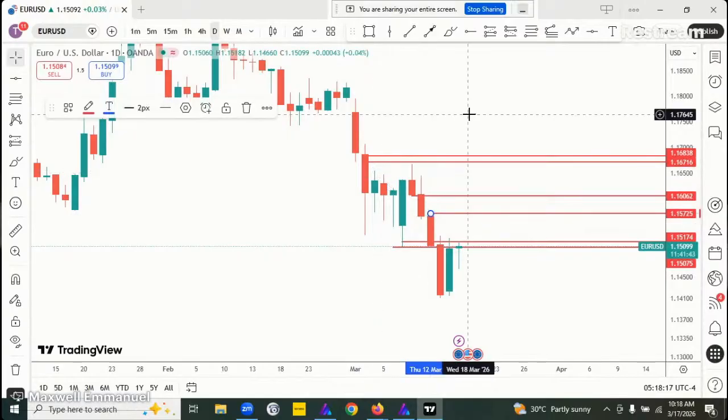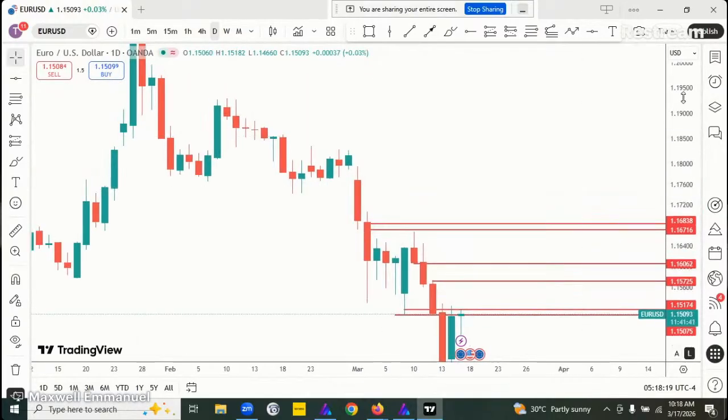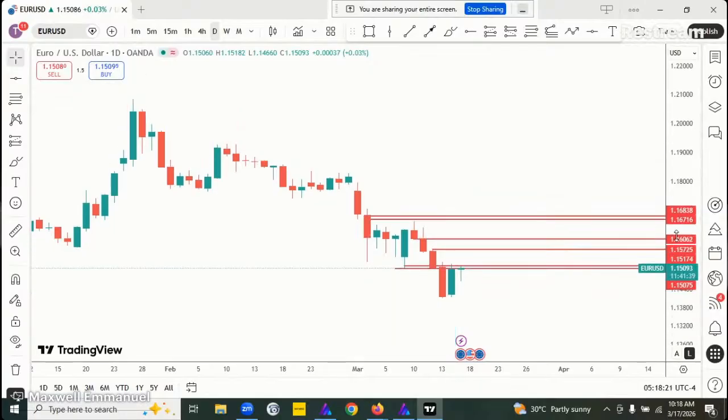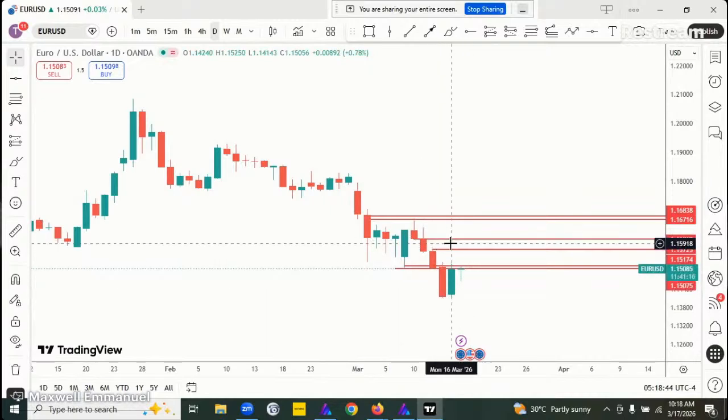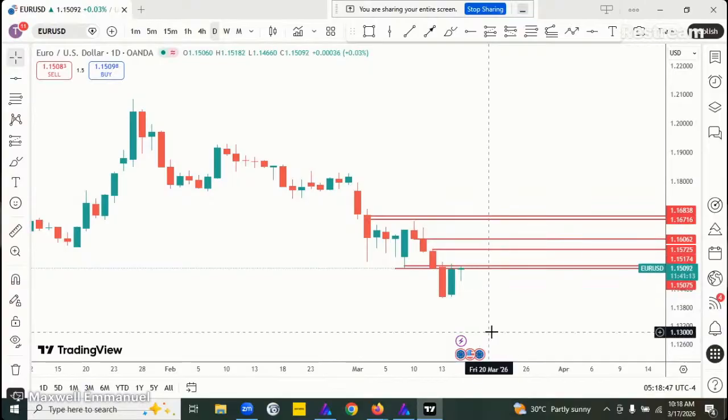So you can see the structure. The structure on Euro USD is obvious on the daily time frame. You can see that the market has been forming lower lows and lower highs. High, low, lower high, lower low, lower high, lower low, lower high, lower low. So it's going to form a lower high, then a new lower low. So this is a bearish structure. So this buy is just a pullback to a premium area before selling.